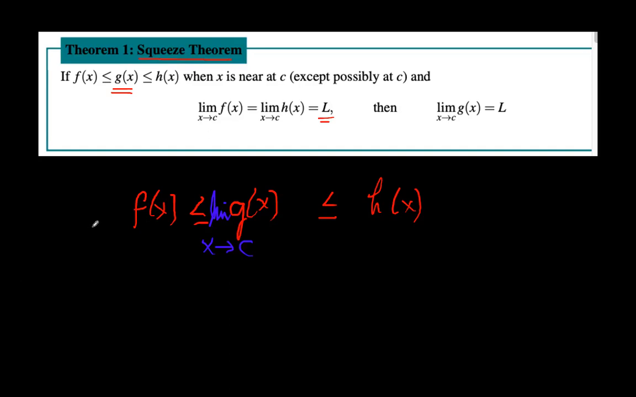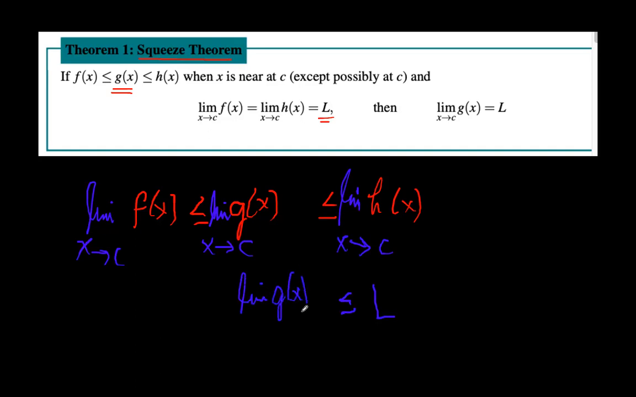So this becomes the limit of f of x as x approaches c, and we can find also the limit of h of x as x approaches c. And if the limit of this right-hand side is L, we don't know the exact limit of g of x, but we know that the limit is less than or equal to L, all right? And also the limit of g of x as x approaches c is greater than or equal to the limit of f of x as x approaches c, which is L.